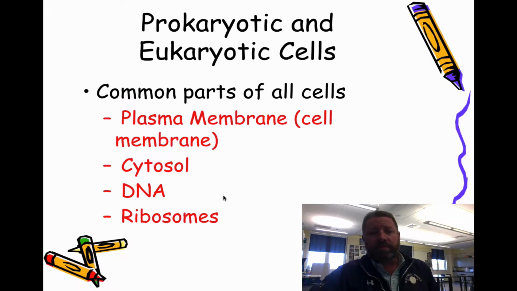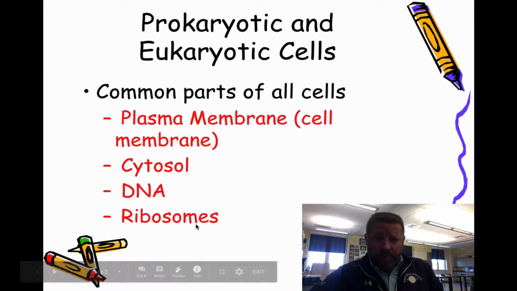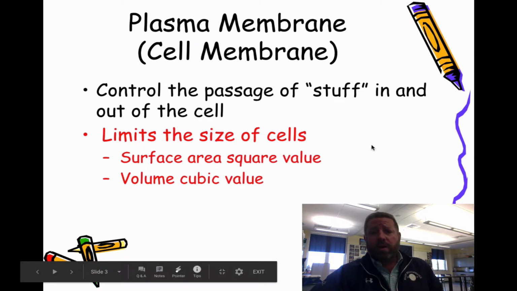DNA and ribosomes. So all living things need to have a way to separate themselves from the outside world, have some type of a liquid medium inside the cell. They have to have a genetic code that they pass on, and in some cases, the genetic code isn't DNA; it's actually RNA. But in general, DNA is the most common, and then ribosomes are used to make proteins.